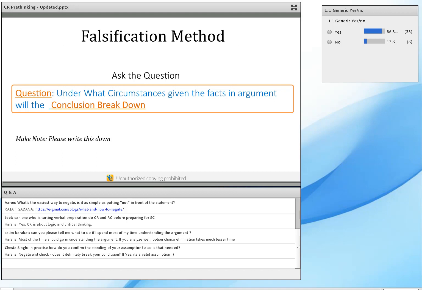Now, when you think about it, you can really see why before you formulate this question, you need to understand the conclusion. Why? Because if you don't understand the conclusion, you won't be able to figure out how the conclusion breaks down. If you don't understand the logical structure, you won't be able to understand this part. So both of these, understanding the conclusion and understanding the logical structure, are important before you start formulating that question. If you're unable to do that, your formulation will not be precise.